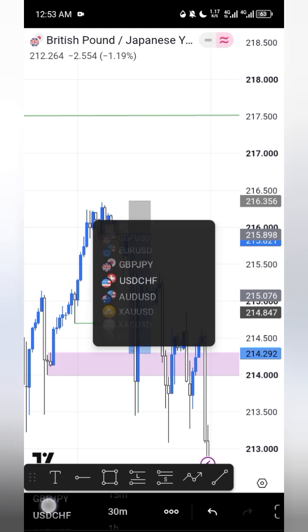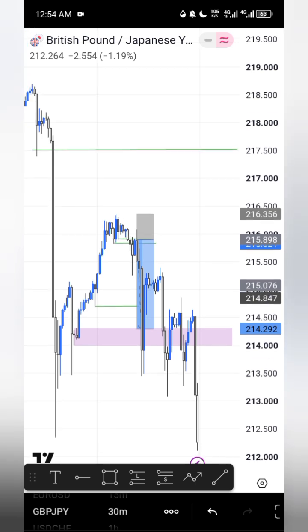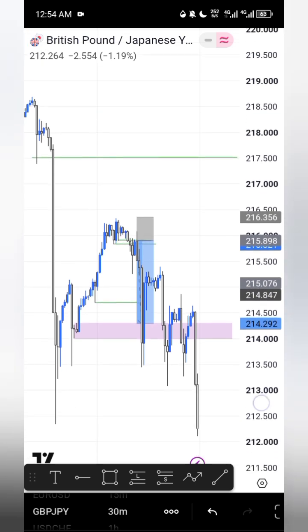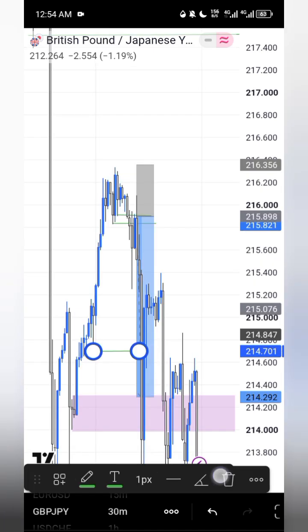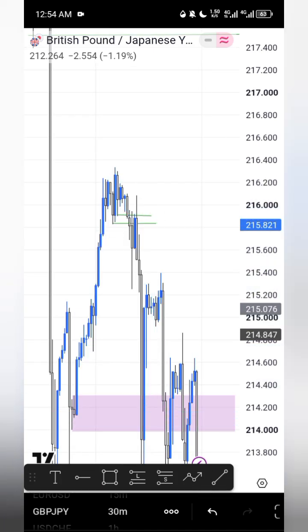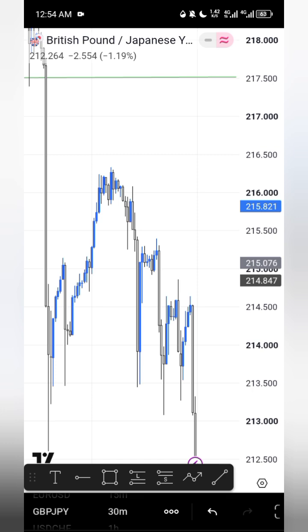GBP JPY pair. This is the pair. I'll be doing a quick video on how I did my analysis on this trade. First of all, I'll be deleting every drawing that is right here. I'll be deleting every single one of them so we can learn how I got in on the trade.